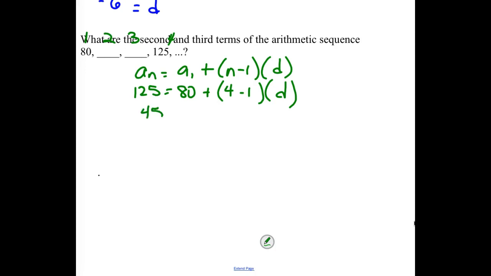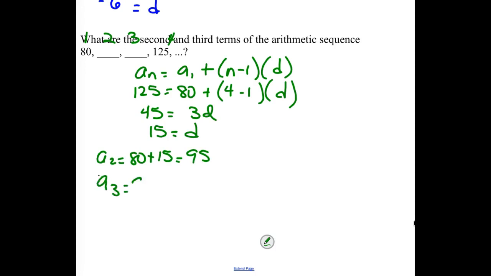Subtracting the 80, we get 45, and we get 15 for a common difference. Okay? So we're adding 15 every time. So my second term would be 80 plus 15. My third term takes my second term, adds another 15 to it, and I get 110. And double checking, add another 15, I get to 125, which is where I was supposed to land. All right, questions so far?